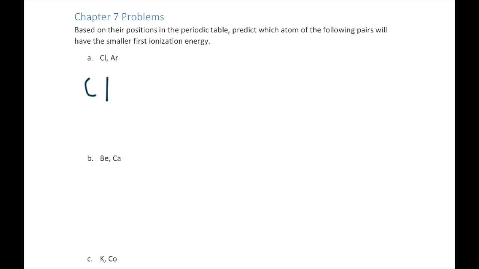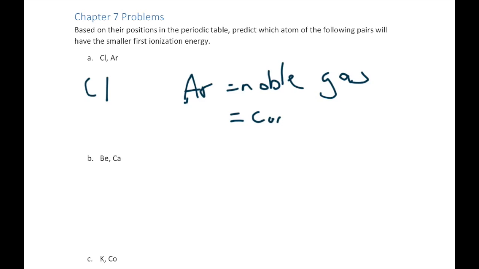Because we look at the trend, as you go from left to right, ionization energy will increase. Or you can also think of the fact that argon is a noble gas. And it's very, very hard to remove electrons from elements that have complete shells, complete electron shells. They're filled with electrons. Okay.